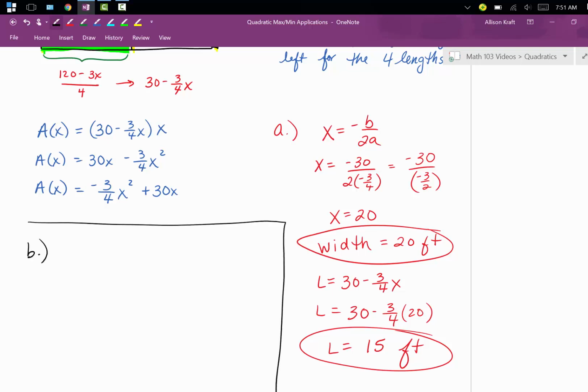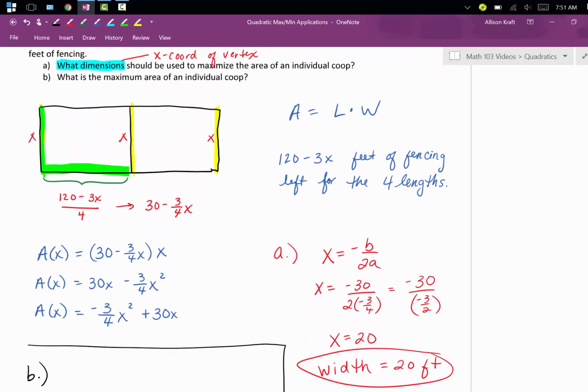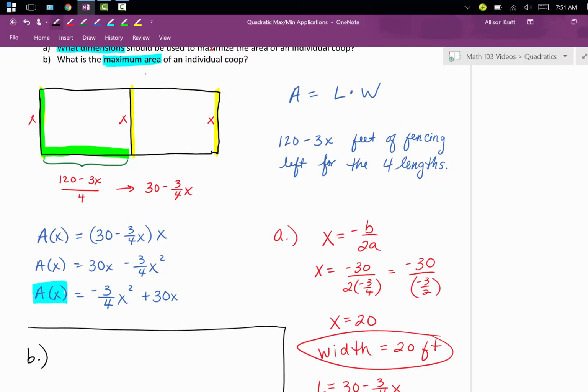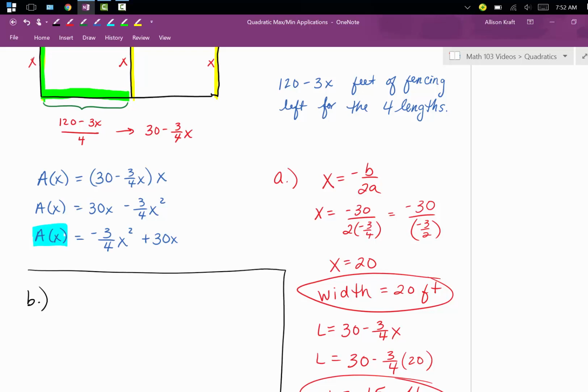Now I want to take a look at part B. Part B says, what is the maximum area of the individual coop? So this time we're looking for the area. Taking a look at our function, area is over here, where y usually is. So in this case, we're looking for the y coordinate of the vertex. So we can find our answer here by taking our x value, which was 20, and plugging it into our function.